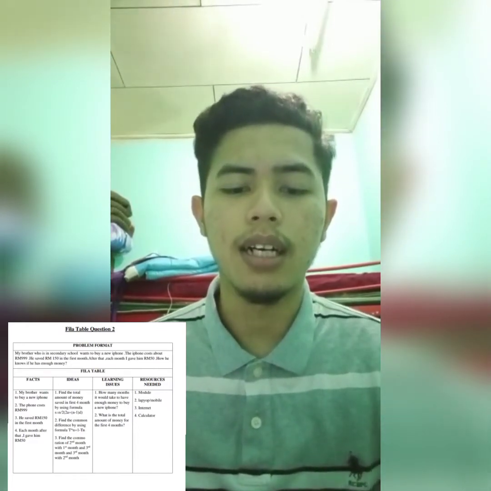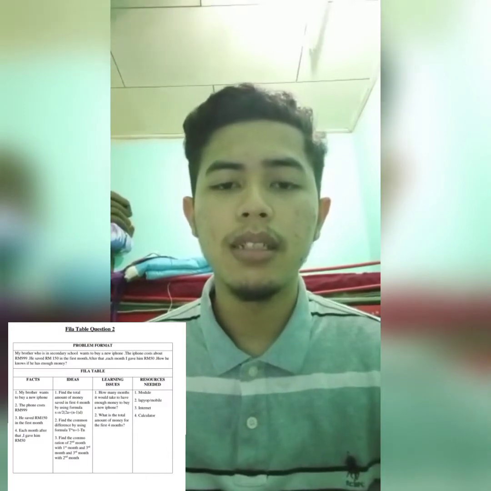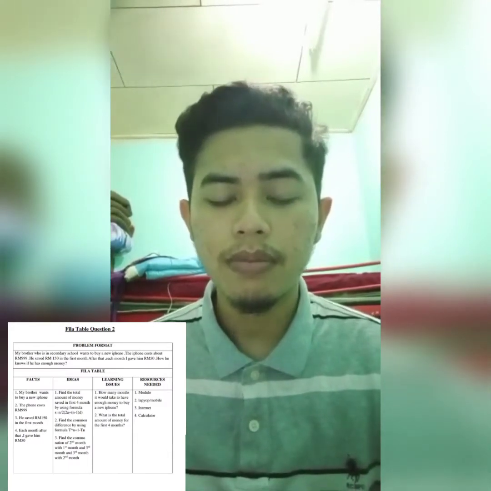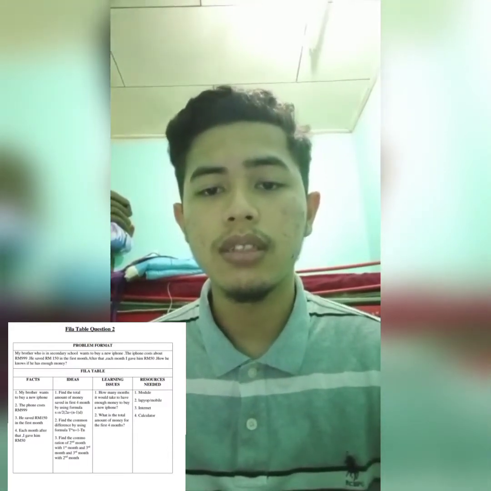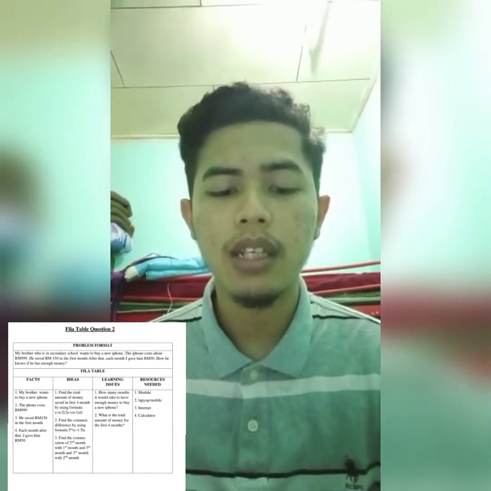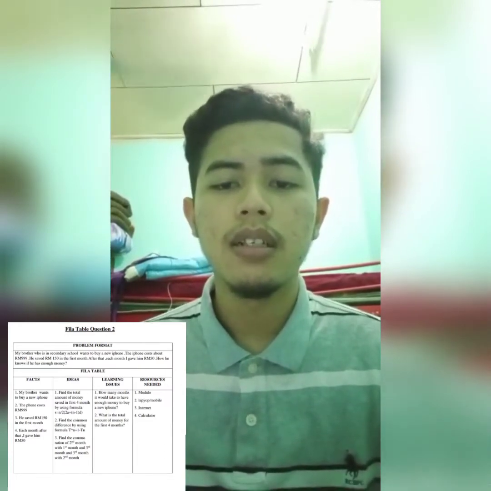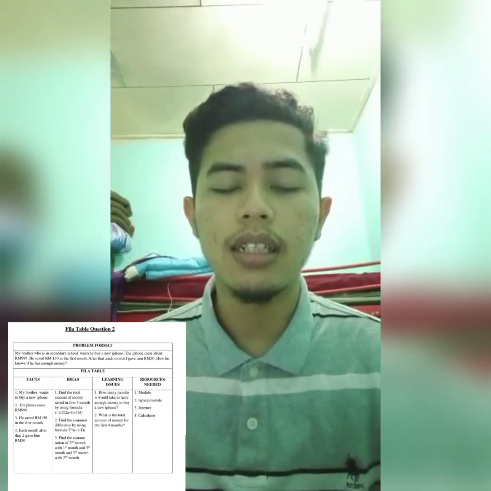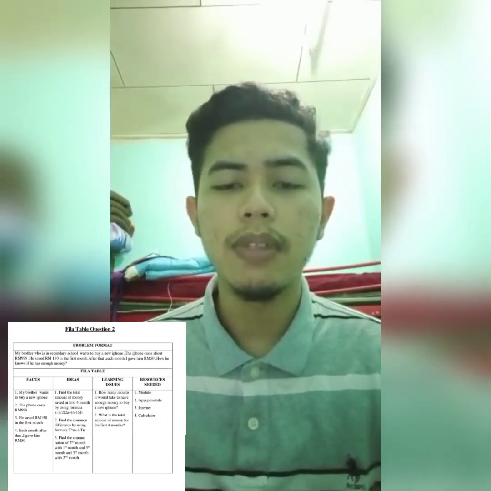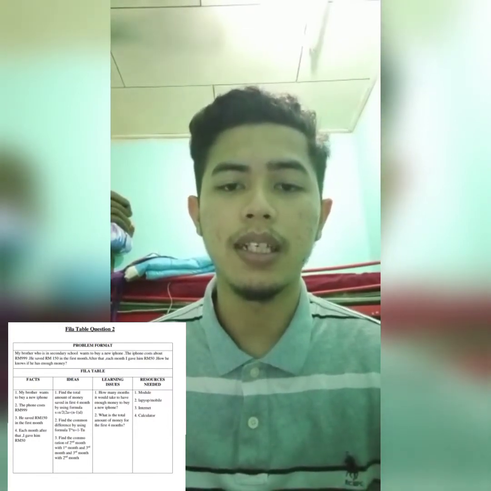Facts of filler table are: number 1, my brother wants to buy a new iPhone. Number 2, the phone costs 999. Number 3, he saved 150 ringgit in the first month. Number 4, each month after that I give him 50 ringgit.